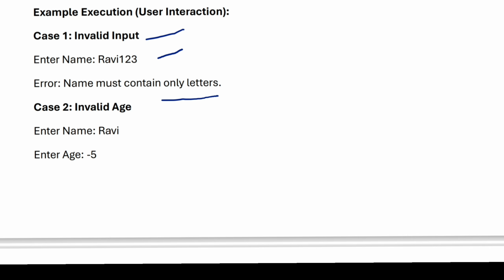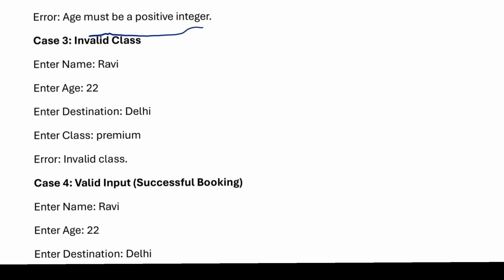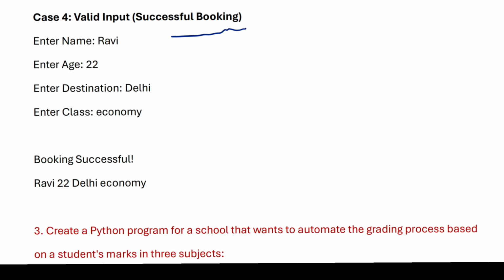Invalid age means here we can enter Ravi and age -5. Okay. In the question they mentioned the error will be age must be an integer, and invalid class is nothing but you have to go for the class error: destination Delhi, premium, and invalid class. Okay. And then valid input: successful booking, name, destination and economy, booking is successful. So you will get the final output of the above program, for the question they gave.